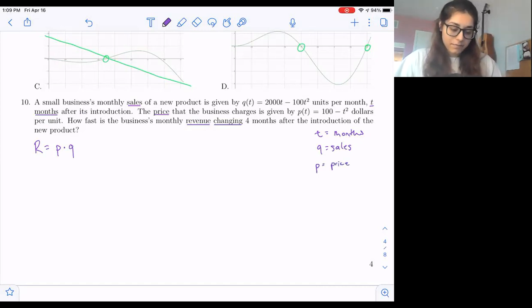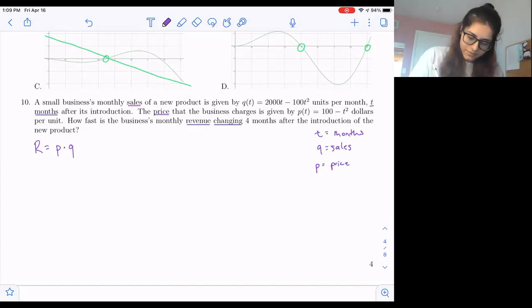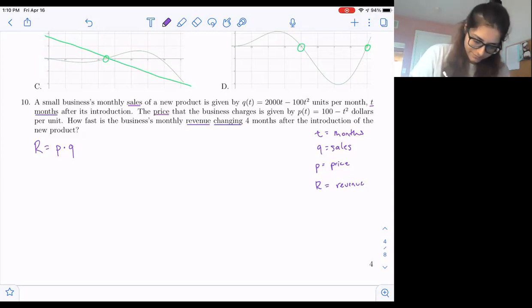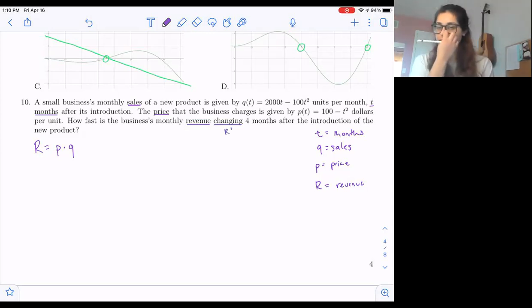How fast is the business's monthly revenue changing 4 months after the introduction? Okay, so we want to find revenue, so I'm going to denote that by R. And we want to find how the revenue is changing. Remember, changing, rate, anything over a value of time, you're thinking derivative. How is it changing at 4 months? Think first derivative. So R prime. That is a super keyword there.